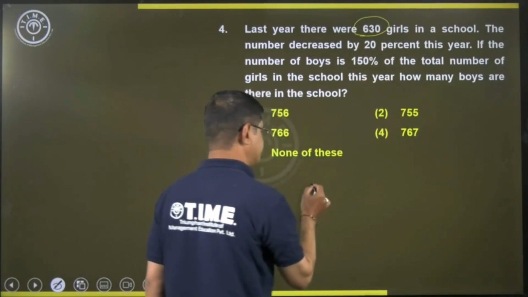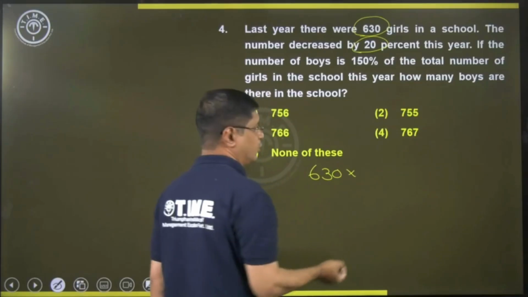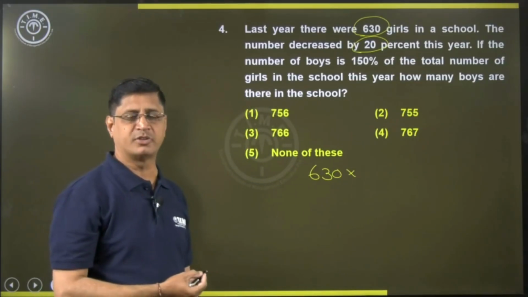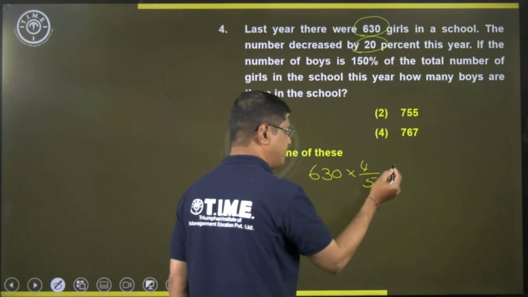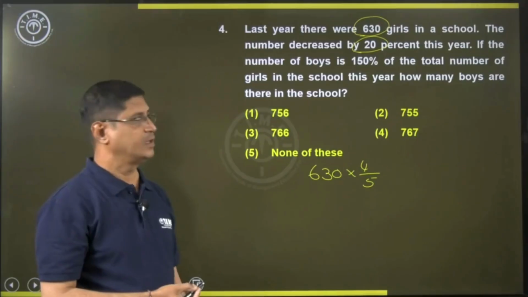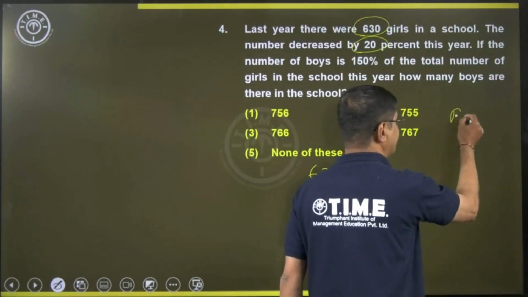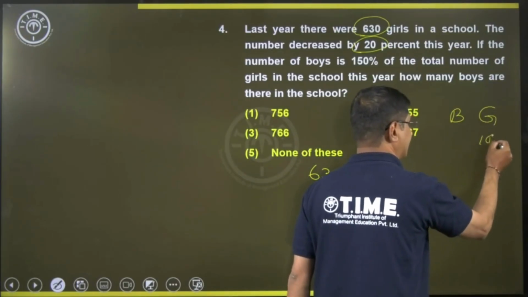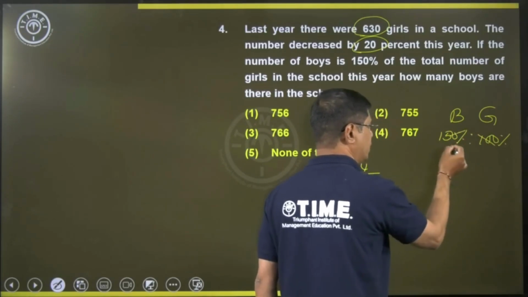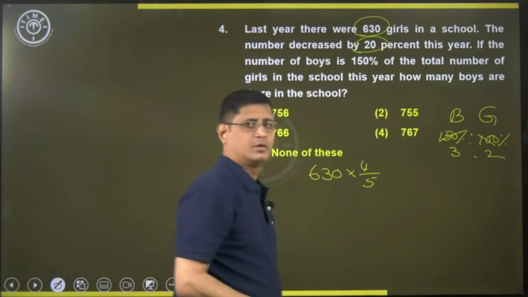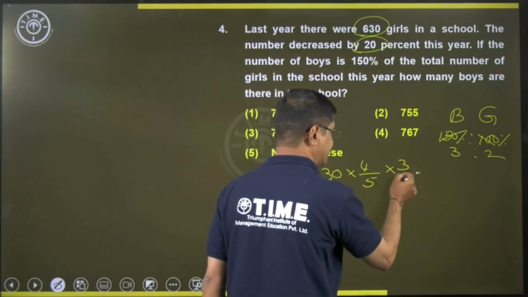630 originally girls. Now this year decreased by how much here? 20%. 20% means now it is 80%. 80% equal to 4 by 5. The fraction which is equal to 80%, that is 4 by 5. What happened here? Boys are 150% of the girls. Boys and girls, when you observe, girls is 100%, boys is equal to 150%. Now, what is the ratio? It is 3:2. Boys and girls ratio here 3:2. Boys are 3 parts and girls are 2 parts.